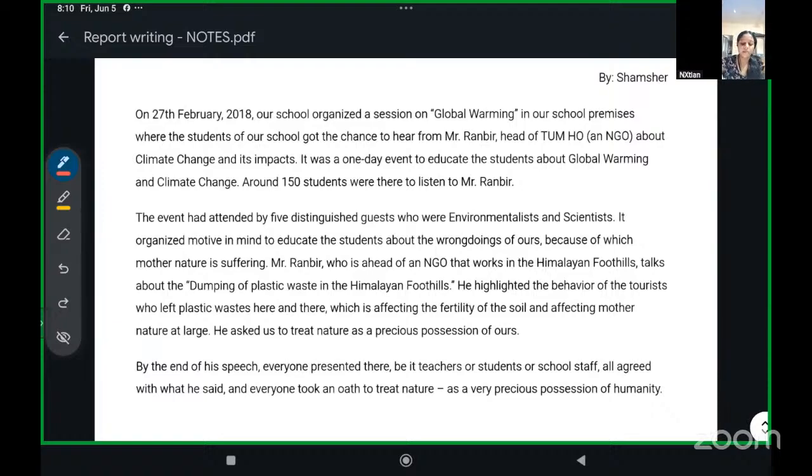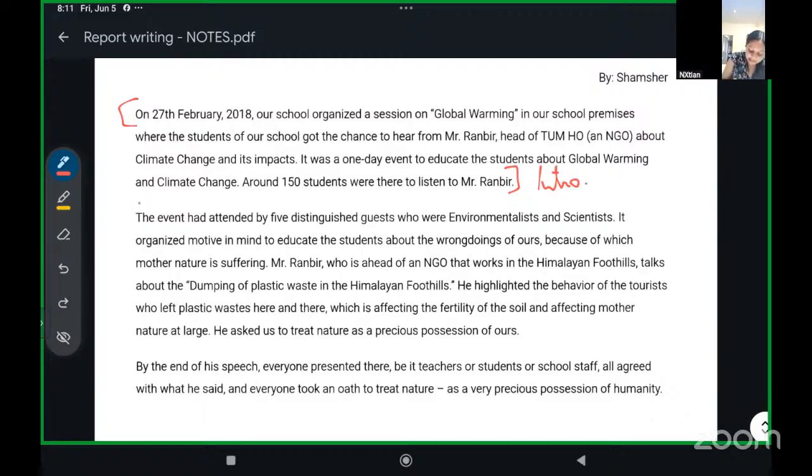On 27th February 2018, our school organized a session on global warming in our school premises, where the students of our school got the chance to hear from Mr. Ranbir, head of Tumho, an NGO, about climate change and its impact. It was a one-day event to educate the students about global warming and climate change. About 150 students were there to listen to Mr. Ranbir. Introductory paragraph. Now we will come to the body.